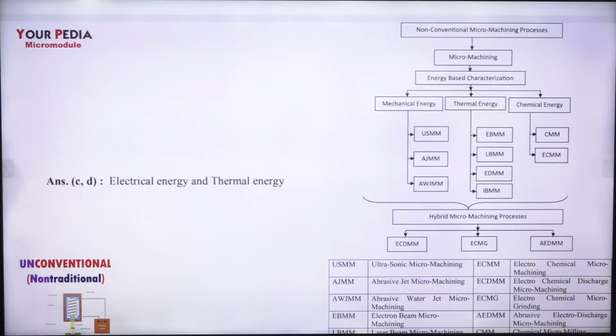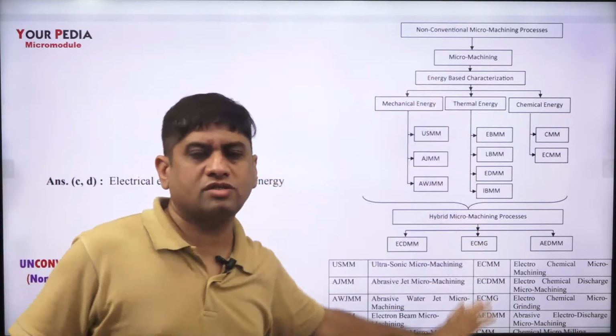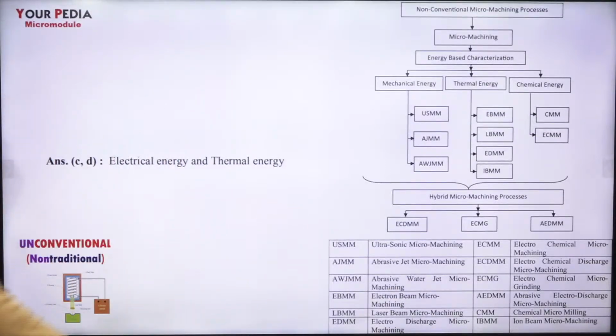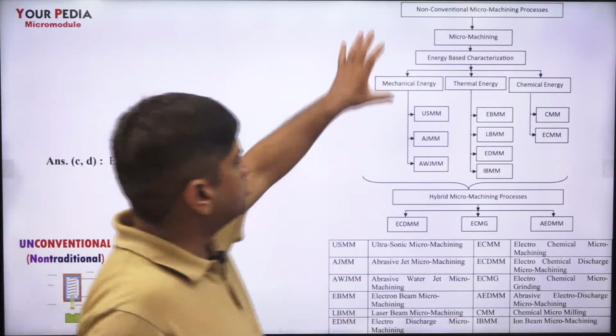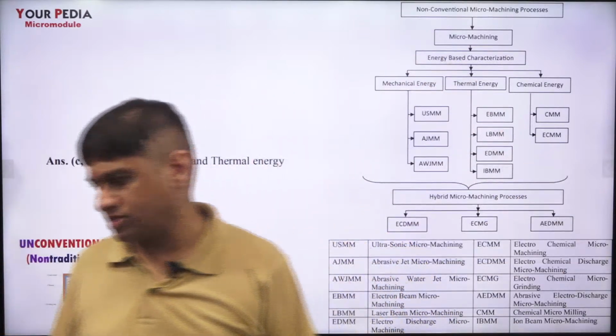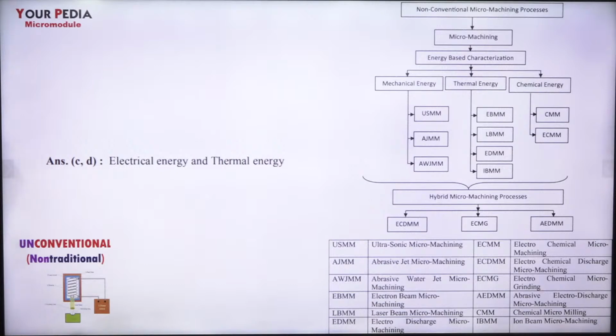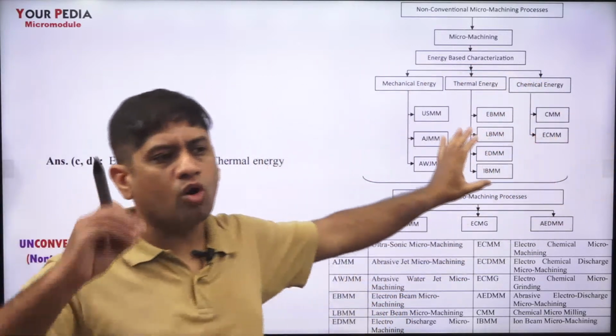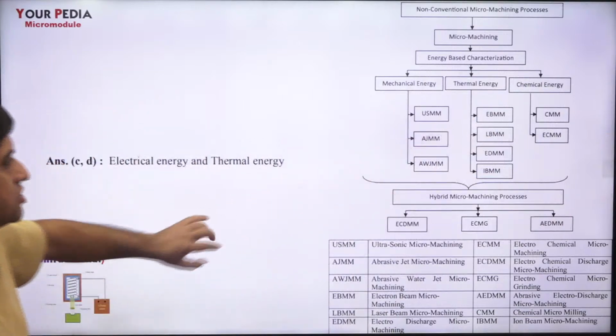I gave you this classification. Please go through this classification also for micro machinings. Micro machining is called so because the material removal rate is not very high, like traditional machining process, the material removal rate is not there. Hence, you can use this for micro machining. So electric energy, thermal energy. Electrical is not shown separately here, but the mode of getting thermal energy is through electric energy only.